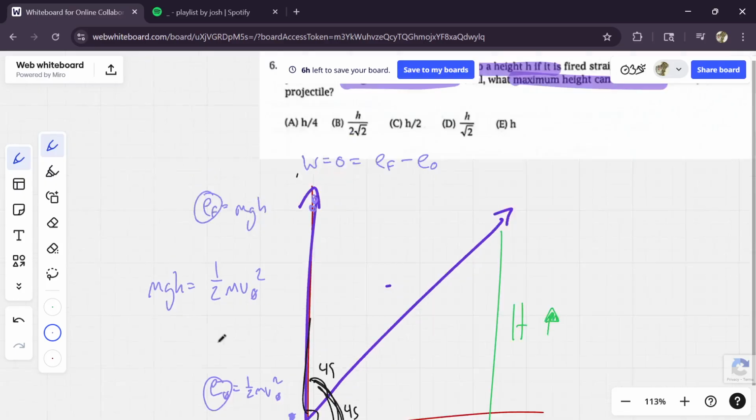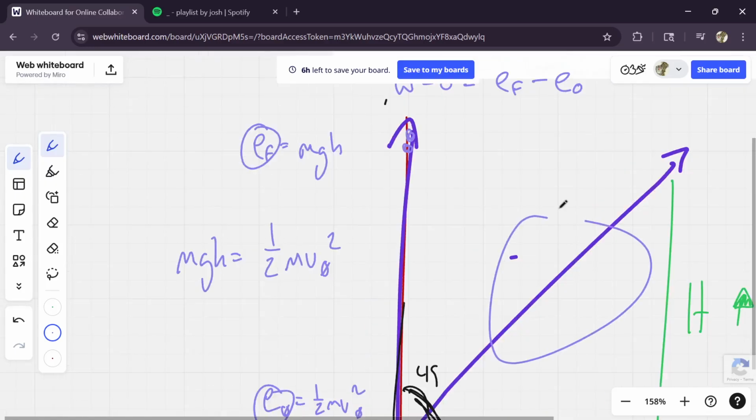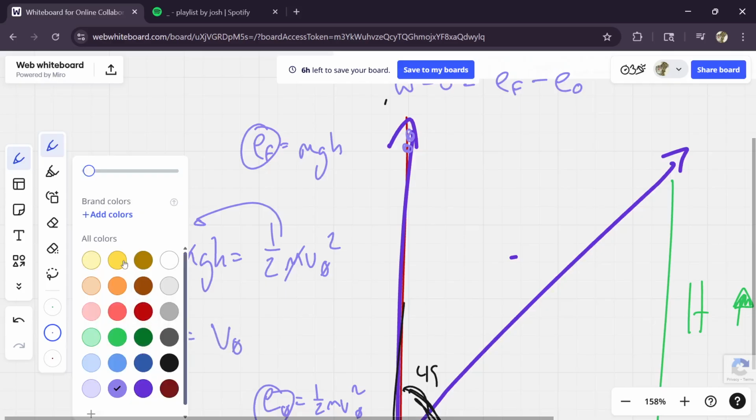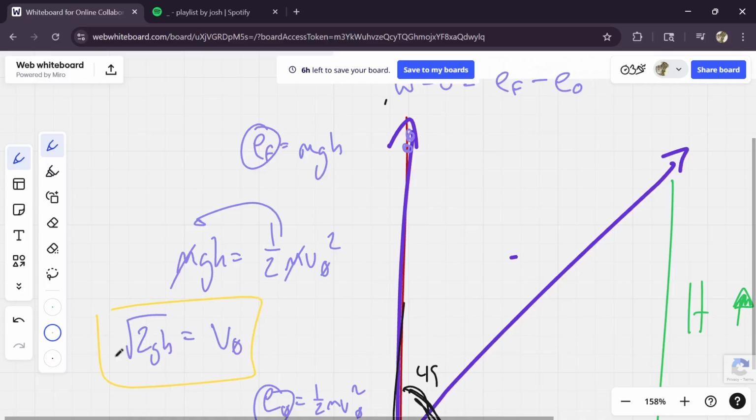And again, I'm going to solve for v initial here just so I can use that to get the velocity horizontally, or just to get the big H. So I'm going to cancel out both my m's. I'm going to move my 2 over to this side, and I'm going to also square root both sides. So I get square root of 2gh is equal to v initial. This I'm going to hold on to. This will be important later.